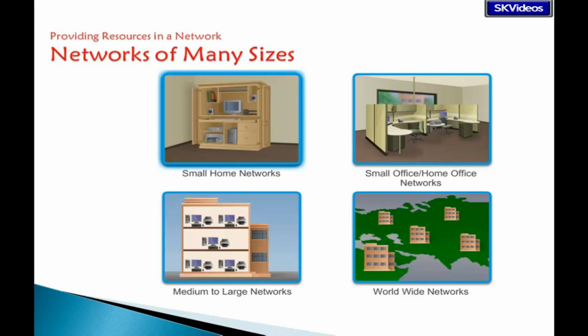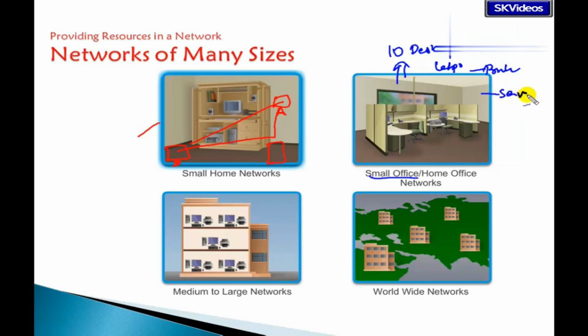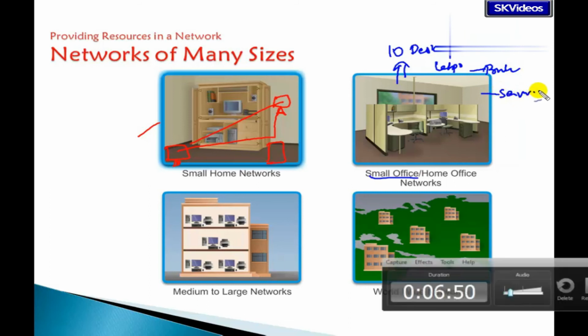Now we got some different network sizes here. We got very small home networks, where we just have a computer here, and maybe a laptop, and some mobile phone which is connected, and I'm going to build a small network connecting all these devices. We call this a small home network. Or you can also have a small office, home office network, where I got a very small office. Maybe I got some 10 desktop computers, a couple of laptops connected here, one printer, and one server, a very small size network.